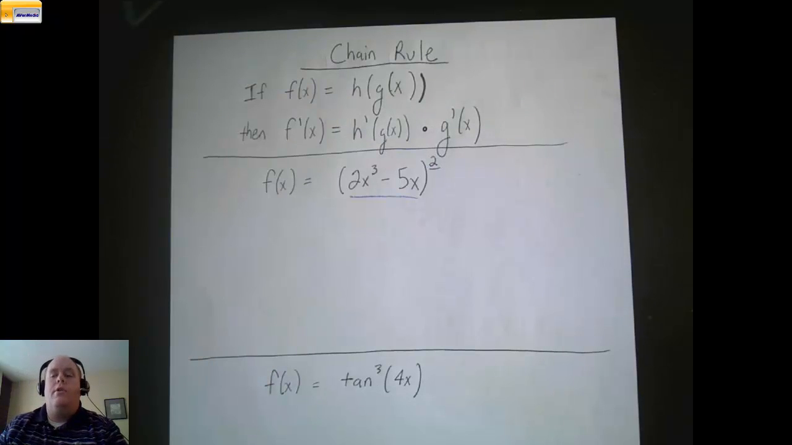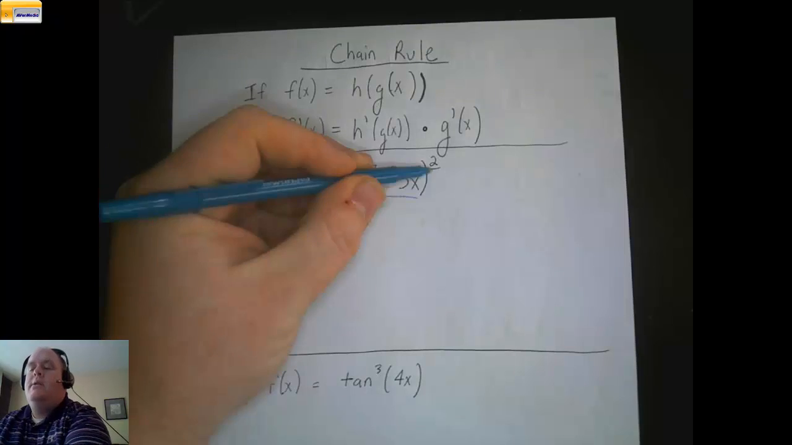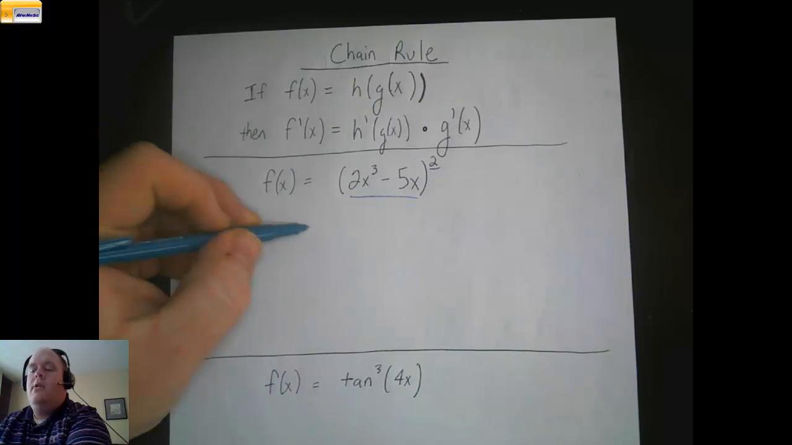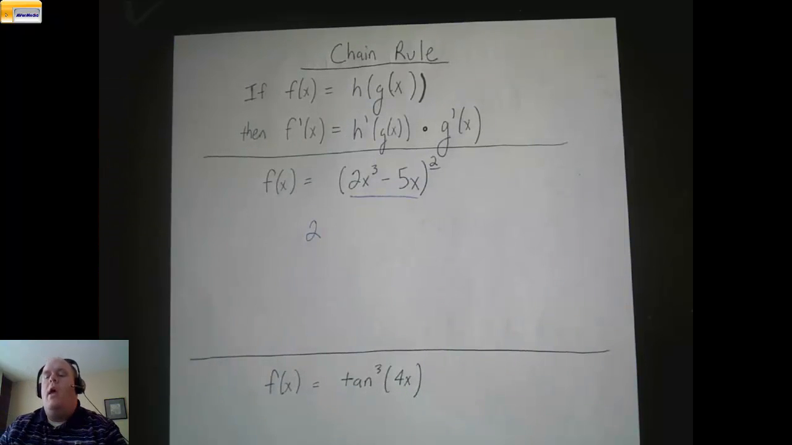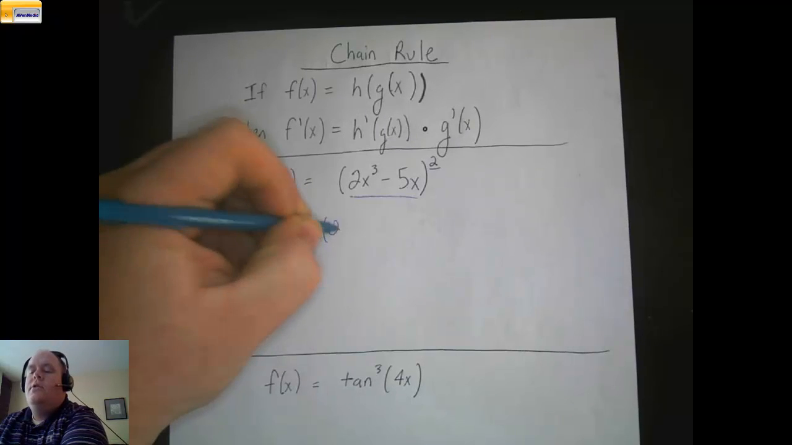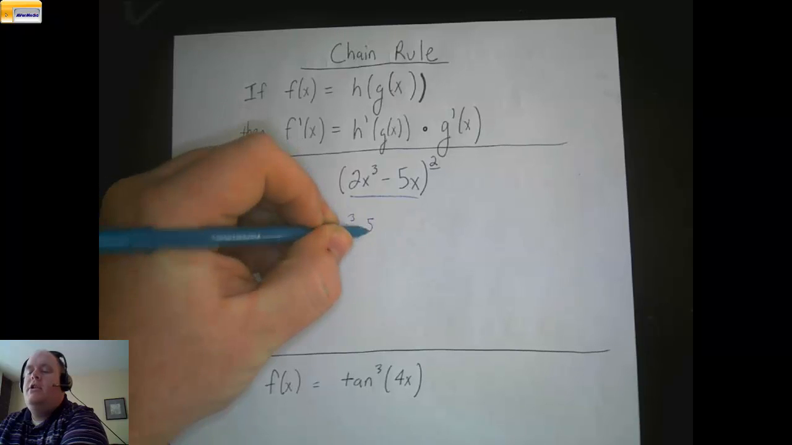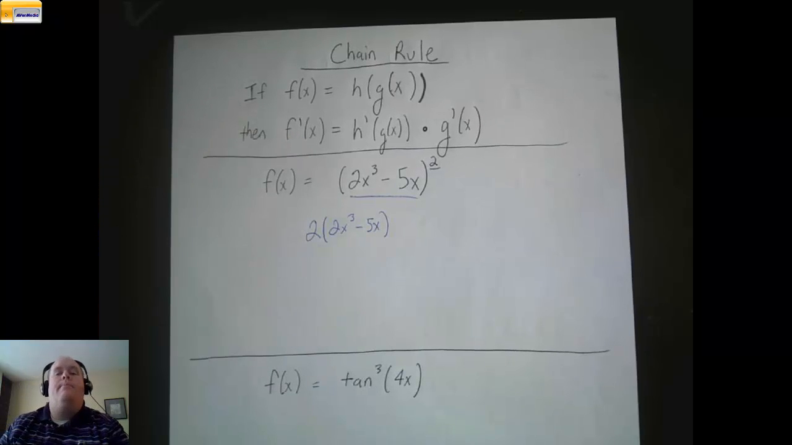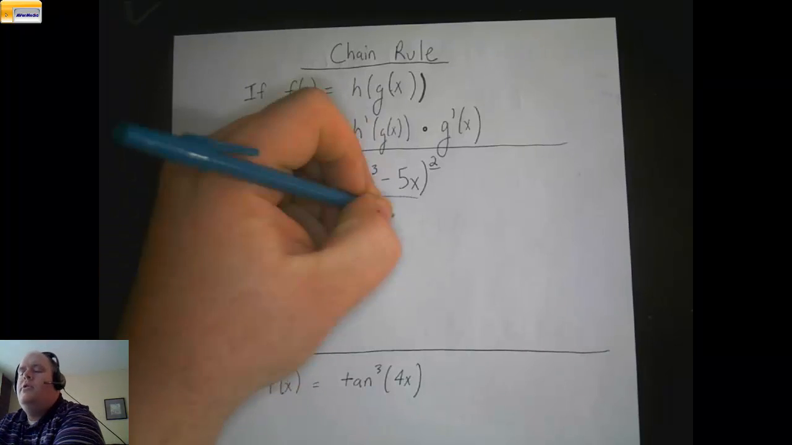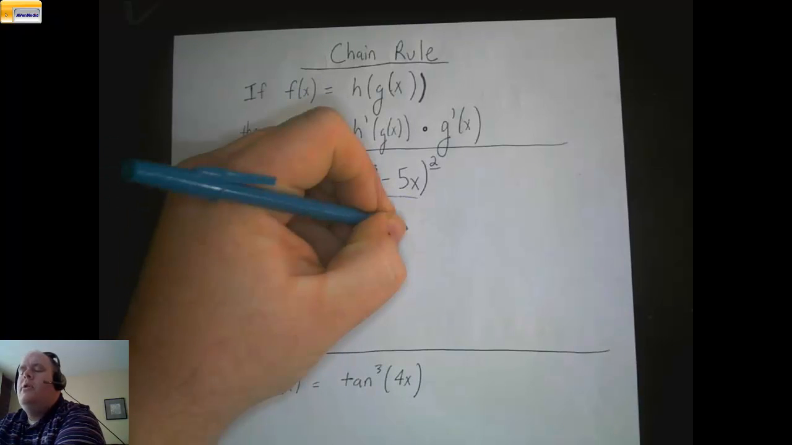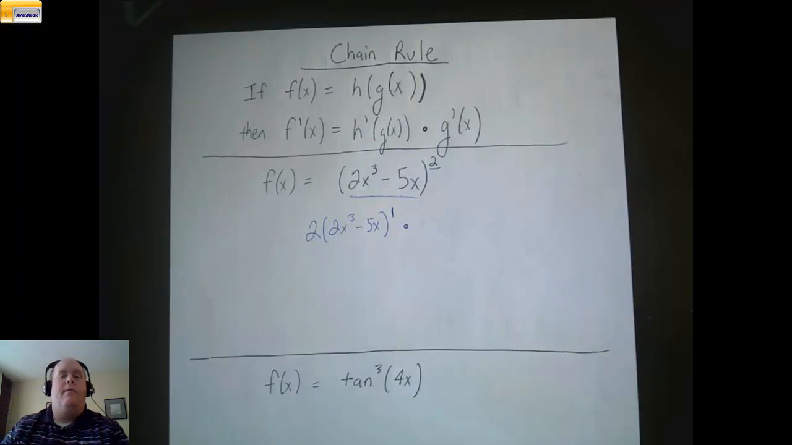So what I'm going to do is take the derivative of the outside, which means the 2 is going to come out front. And what we're going to do here is leave the inside alone. So it's still 2x to the third minus 5x. I'm not going to change that at all. The exponent is going to decrease by 1 power, so it was 2, it's now going to become 1, so I'll write 1 just to show you. But then we're going to multiply that times the derivative of the inside.